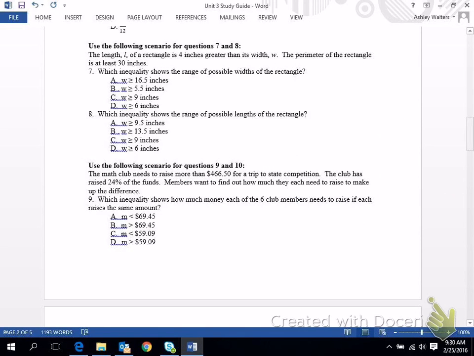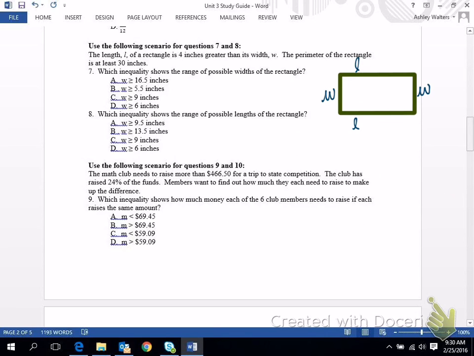We want to use the following scenario for questions 7 and 8. It says the length of a rectangle is 4 inches greater than its width. The perimeter of a rectangle is at least 30 inches. The fact that you are looking at a rectangle but you don't see one means that it might be beneficial to draw one. So you can have a rectangle, and we know that the rectangle is going to be made up of 2 lengths and 2 widths.